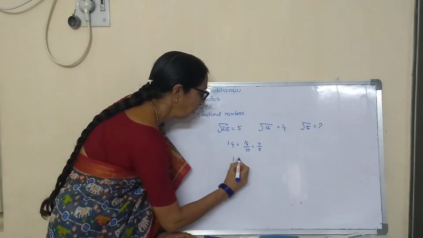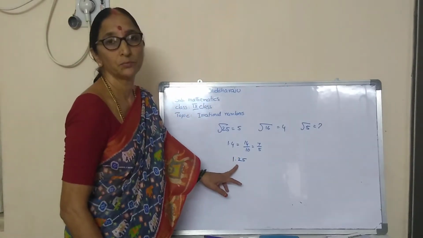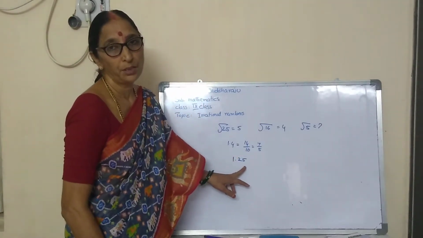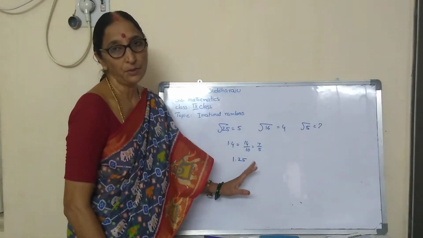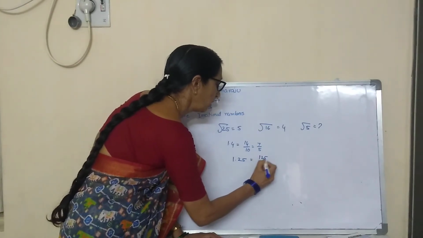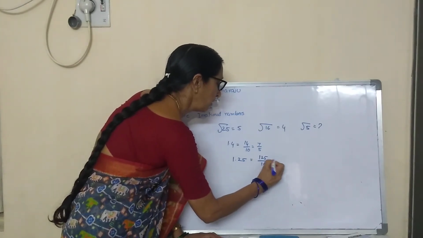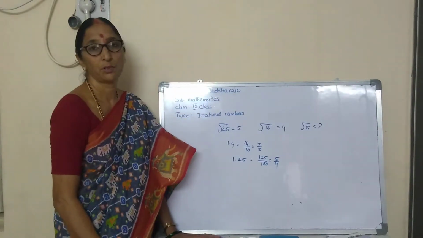Now look at this decimal number. Can we write it as a rational? Yes, it is also written as the rational number 125 by 100, which is equal to 5 by 4.